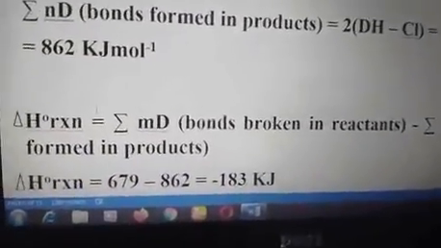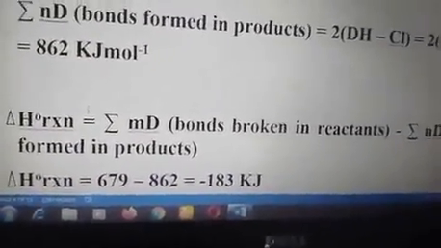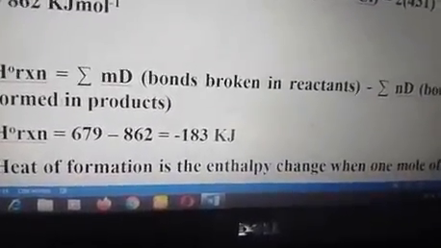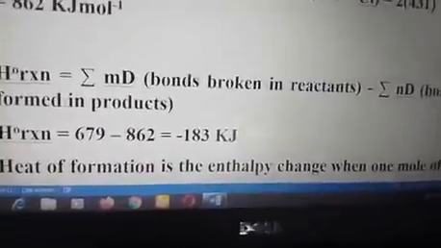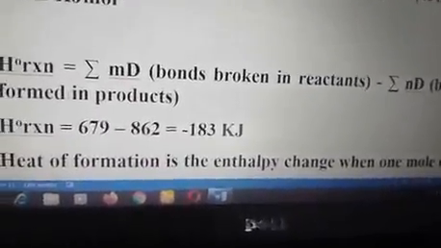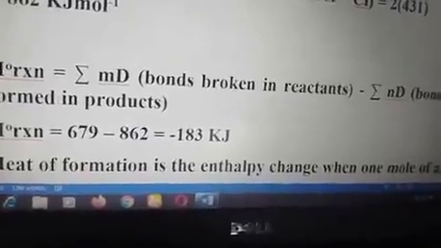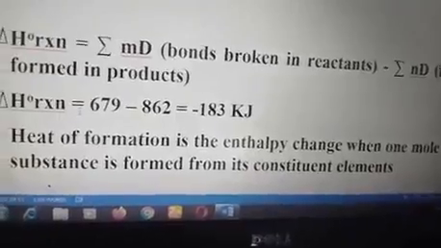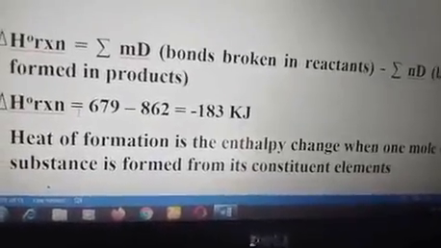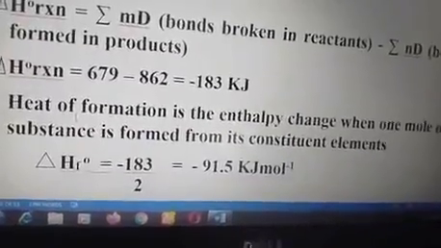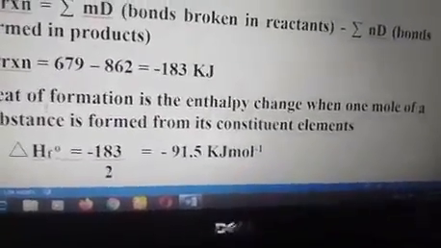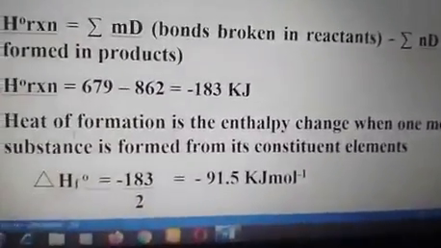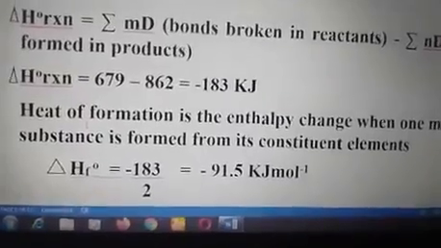We'll now move on with the formula and substitute. The enthalpy of reaction becomes the bond energy of the reactants, that is 679, minus the bond energy of the products, which is 862. That gives us minus 183 kilojoules. But we are asked to find the heat of formation. Heat of formation is the enthalpy change when 1 mole of a substance is formed from its constituent elements.